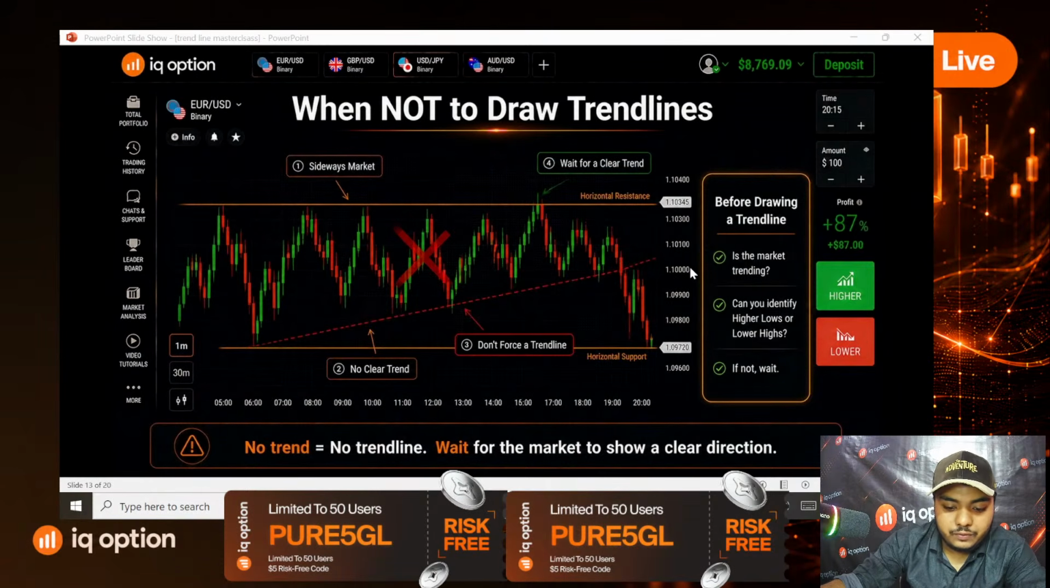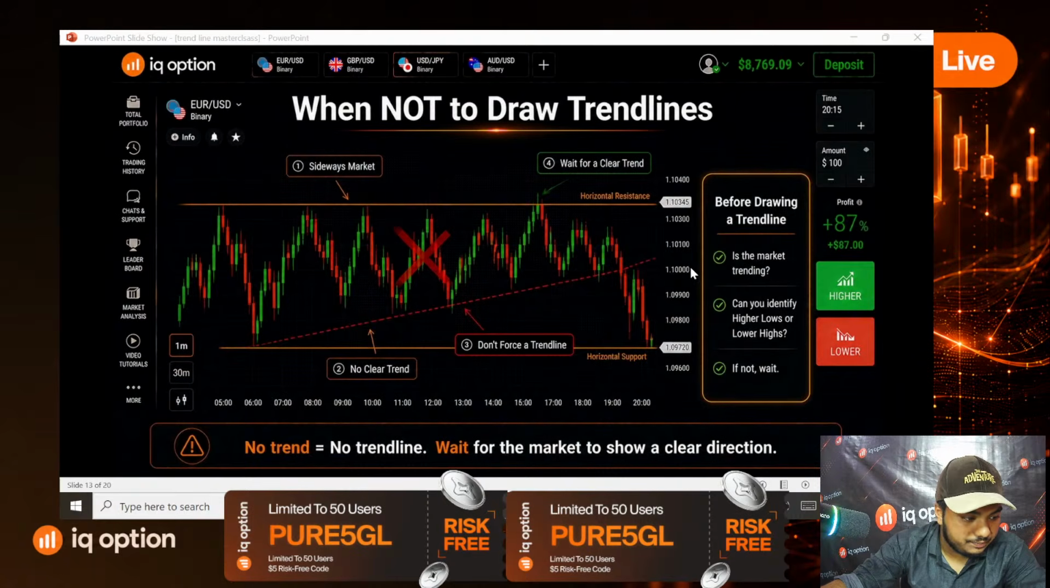Many beginners try to force a trend line even when the market has no clear direction. This often leads to confusion and poor analysis. So before drawing a trend line, always ask yourself one simple question: is the market actually trending? Very important, because a trend line is only for a trending market. If the answer is no, it's usually better to wait until a clear trend develops. Trend lines work best in trending markets, not in sideways markets.